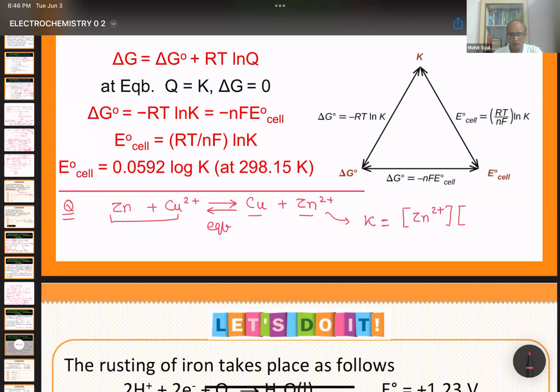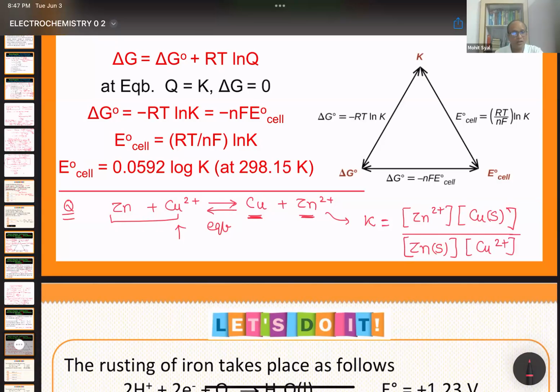Concentration of products you are going to write. Copper, solid. This is copper, this is zinc, divided by the concentration of reactants. Zinc is in the form of a rod, so solid. And on the reactant side, you have copper ions raised to the power 1. No need to mention 1.